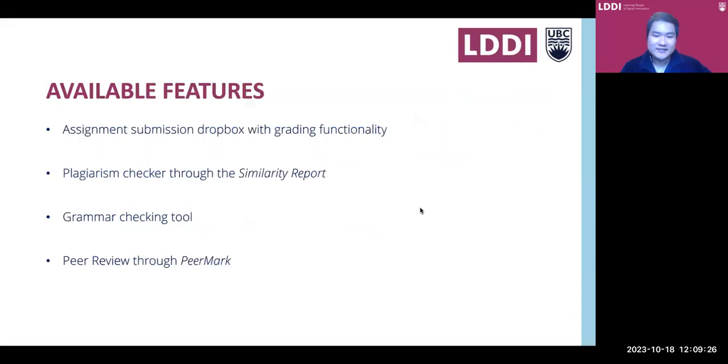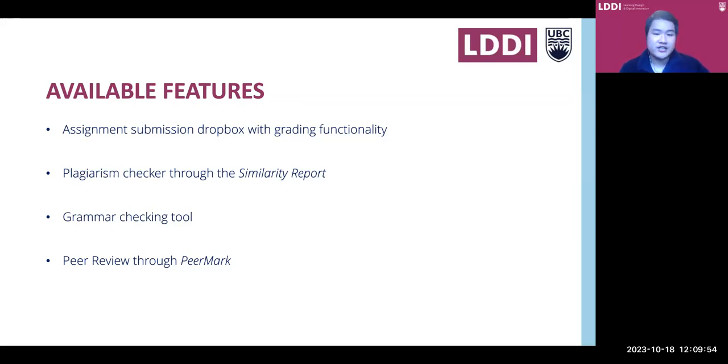Next slide. All right, so it's important to note that if you have used Turnitin before at a different institution, that the institution is able to turn on and off certain features. So here at UBC, these are the current features that are enabled through Turnitin. So the first one is an assignment submission Dropbox with grading functionality. This works very similar to Canvas assignments, if you're familiar with that, in the sense that students are able to submit an assignment, you're able to view it, and you can also grade it there as well.